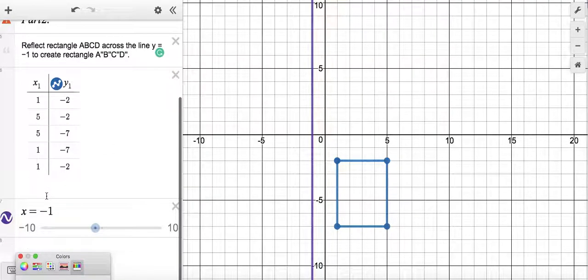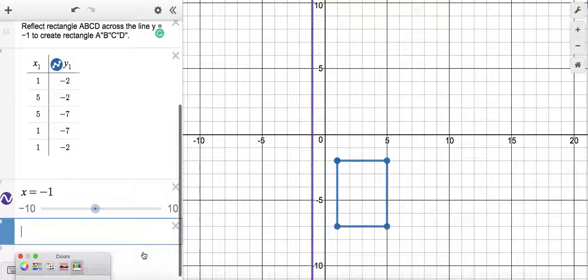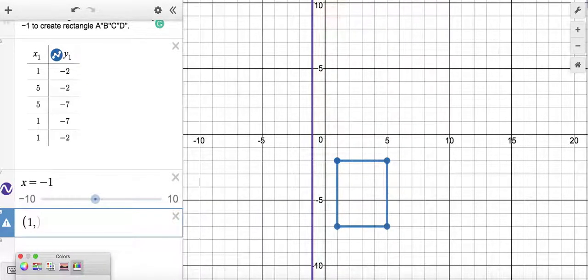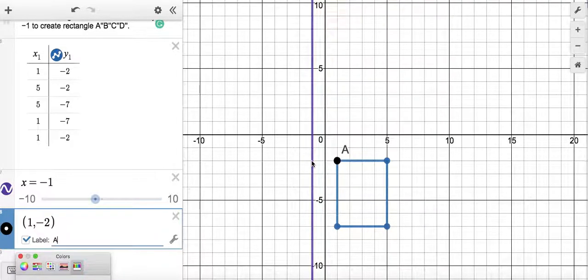So if we label our first point, we're going to label this first point A. And now to look for A prime, we're going to have to count how many spaces this is away from our line x equals -1. So if we see A right here is on number 1, this is on -1, so if we count those spaces, we get 2. Therefore, our new coordinate point is going to have to be 2 units away on the other side of the line that we're reflecting over.